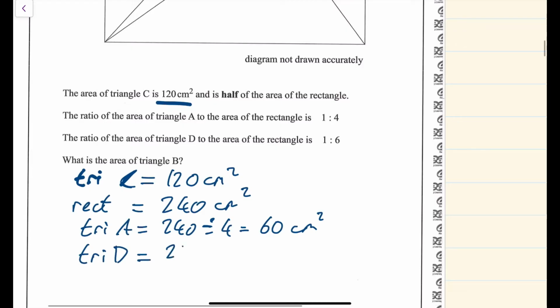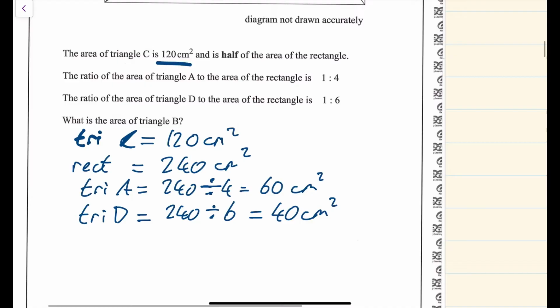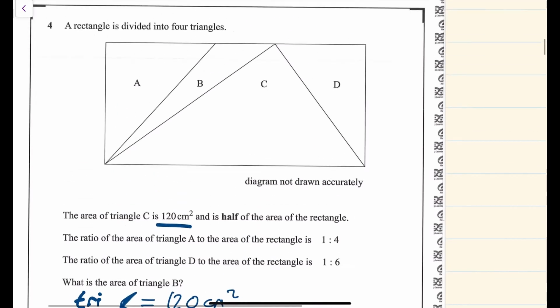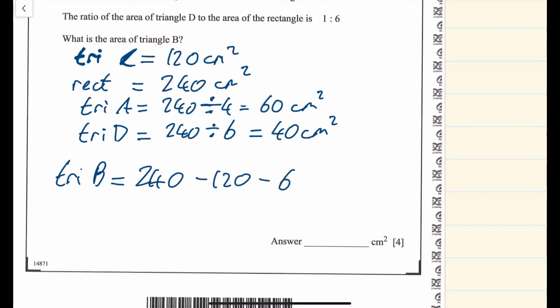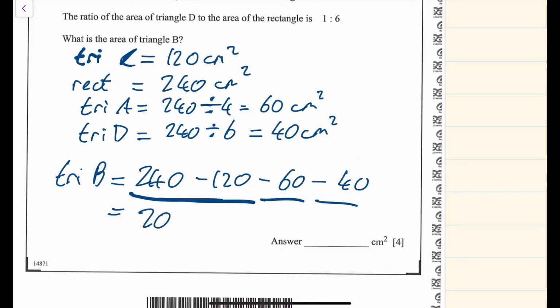Triangle D is 240 divided by 6, which is 40 centimeters squared. And what you've got to find is triangle B. So triangle B is the only thing that's left. So triangle B is going to be the whole rectangle minus triangle C, minus triangle A, minus triangle D. So let's just work that out. 240 minus 120 is 120, minus another 60 is just 60, and 60 minus 40 is just 20, and that's going to be centimeters squared.